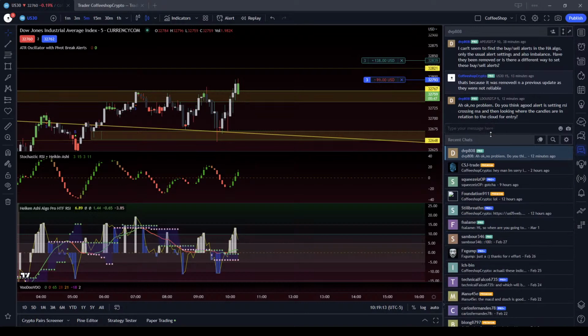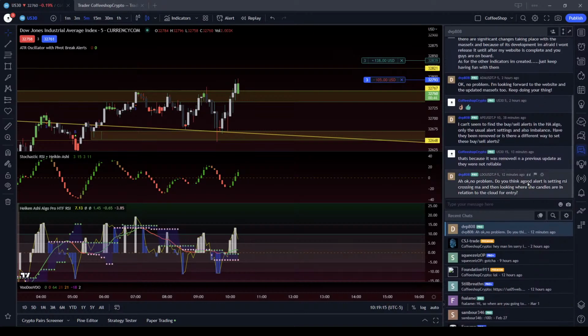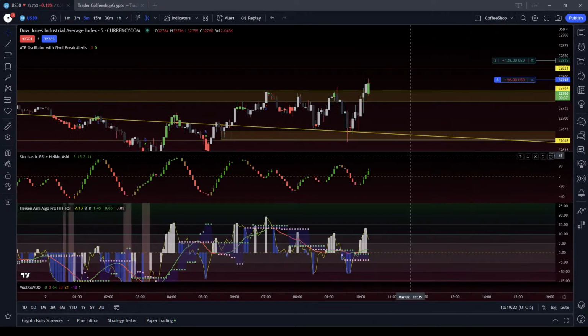This is one of the things I wanted to say this morning. Let me see. Okay, do you think a good alert is setting RSI crossing MA, and then looking where the candles are in relationship? Okay, I'll answer that one later.